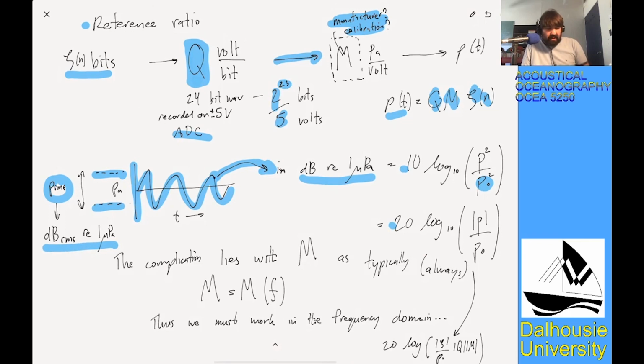Now, the complication to all of this really lies with this factor m. So m is typically, and by typically I mean always, a function of frequency. And so really what we need to do to do this properly is to take our pressure time series into the frequency domain. And I'm going to leave that for our next little bit of lecture on practical acoustics.